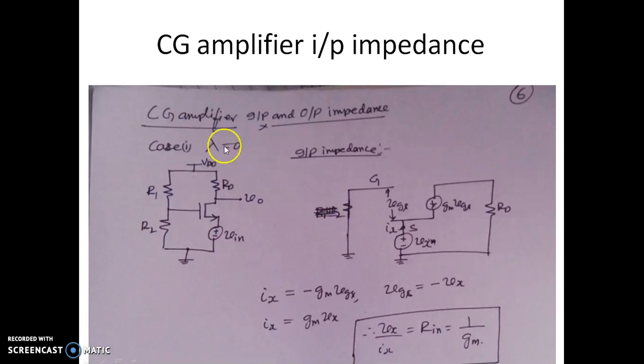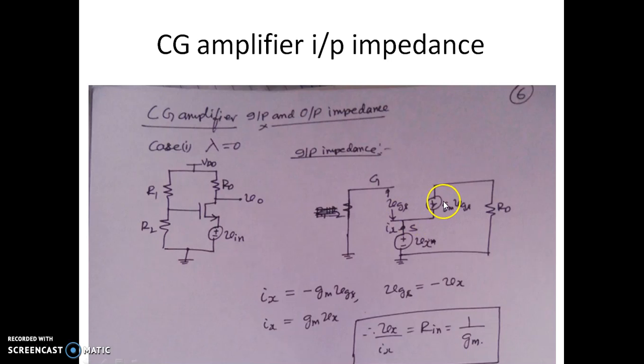We shall see now the CG amplifier input impedance. So this is the CG amplifier where the input is applied at the source terminal. R1 and R2 are the biasing resistors which will provide the DC bias, and RD is the load resistor which is connected to the drain. So now you can see this gate is AC grounded, because at the gate we have only the DC voltage which is due to R1, R2 and VDD. That's why we are not representing it by R1, R2, it is simply grounded here.